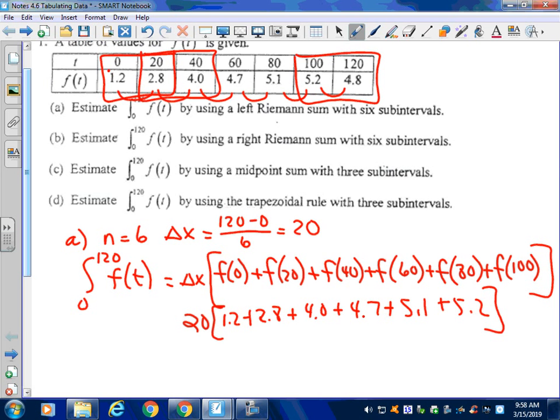So, what's the answer to this question? 460. Now, sometimes, if this was a word problem, they might ask you to explain that answer in context, but this is not a word problem, so we don't have to do any explaining. We just do a calculation. Now, let's show the same thing with a right Riemann sum of 6 subintervals.